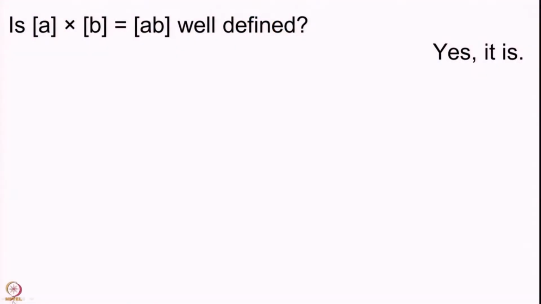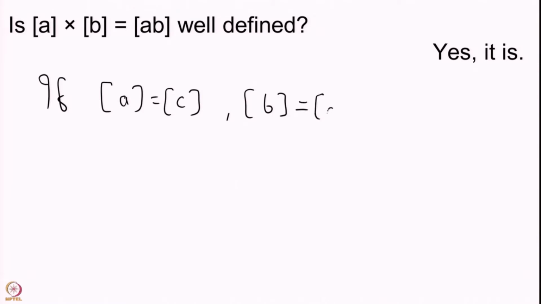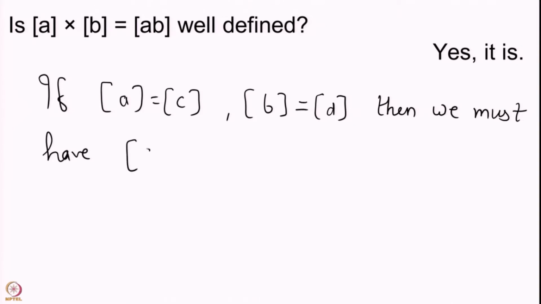Let us go over to the next slide to check whether the multiplication is well defined. So, indeed multiplication is also well defined, and for that we need to check the same thing. So, if the class of A is the class of C, and the class of B is the class of D, then we must have the class of AB equal to the class of CD.